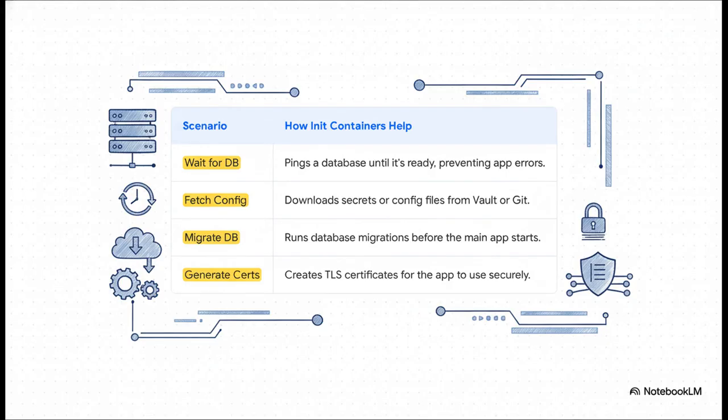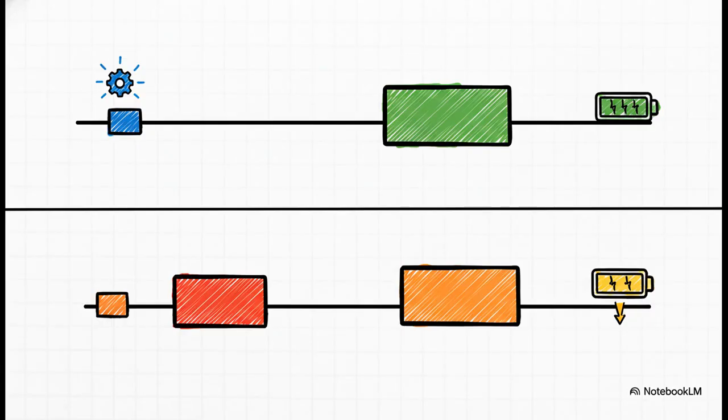You can have an init container that just sits there and pings the database in a loop until it's finally ready, which stops your main app from crashing on startup. Or maybe it pulls down the latest config from Vault or Git. You can even use it to run a database migration before your Rails app starts, or to generate security certificates on the fly for your app to use. The possibilities are huge.